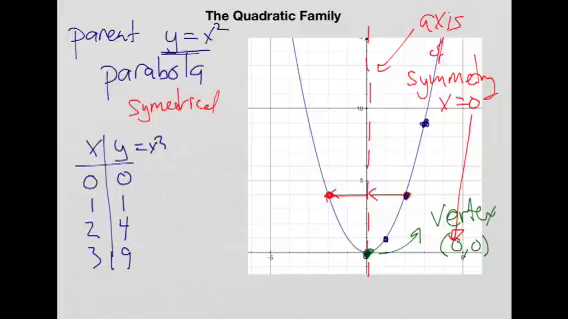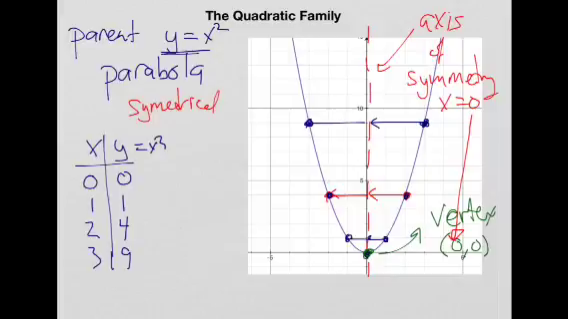And as you see by the symmetry, we have (-3, 9) as well. We have (-2, 4). We have (-1, 1). So we have that symmetry in there.